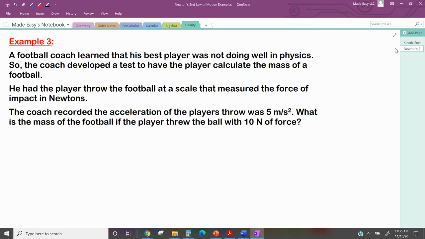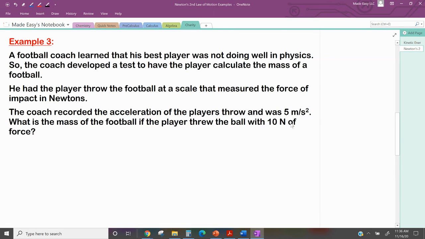He had the player throw the football at a scale that measured the force of impact in newtons. The coach recorded the acceleration of the player's throw, and it was 5 meters per second squared. What is the mass of the football if the player threw the ball with 10 newtons of force?